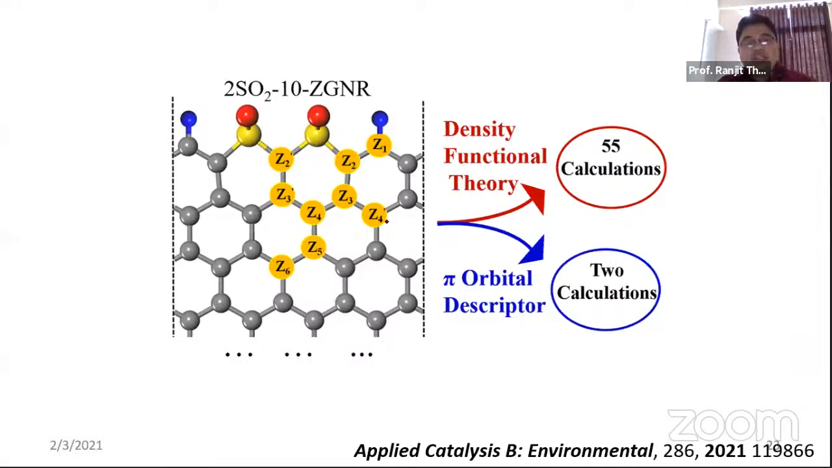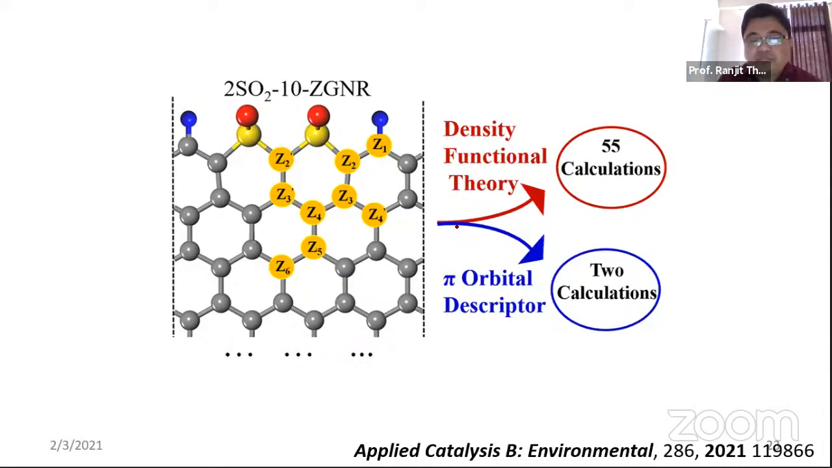In a very short way, if you want to find out the activity of each site, you have to do 55 calculations in DFT. It may require 1 month of time to do that, but in one day I can do only 2 calculations and I can find which is the best catalyst using my predictive model equation. I don't have to do much. So I have reduced from 55 calculations to 2 calculations, and the prediction is very high. I will show you how much that is matching with the experimental results.